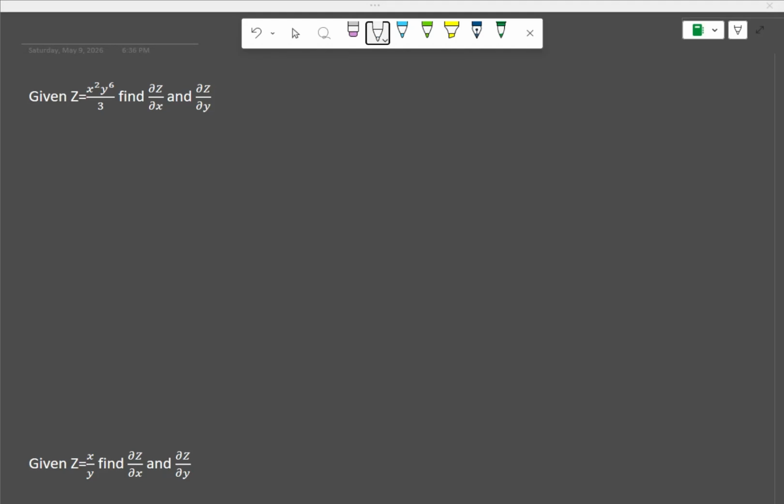We're going to do a few partial derivative example problems. So first, given z is equal to x squared y to the sixth over 3, you may be asked to find the partial derivative of that function with respect to x.